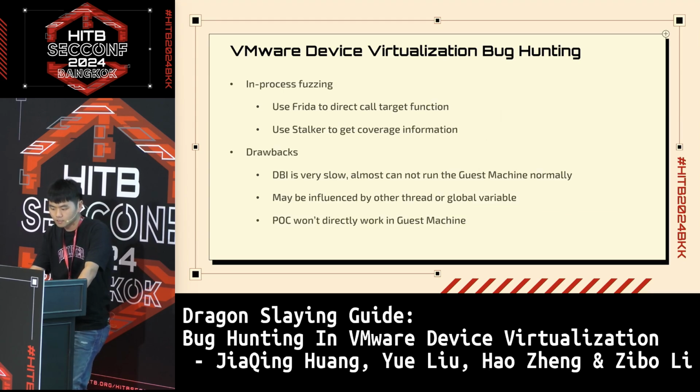For fuzzing, we tried two solutions. Firstly, we tried to find some functions suitable for fuzzing. We used Frida to call the target function and used Stalker to get the coverage information. However, the DBI is very slow and the function may be influenced by other threads or global variables. Even worse, the test case poke may not work because there may be other checks in the real execution flow.